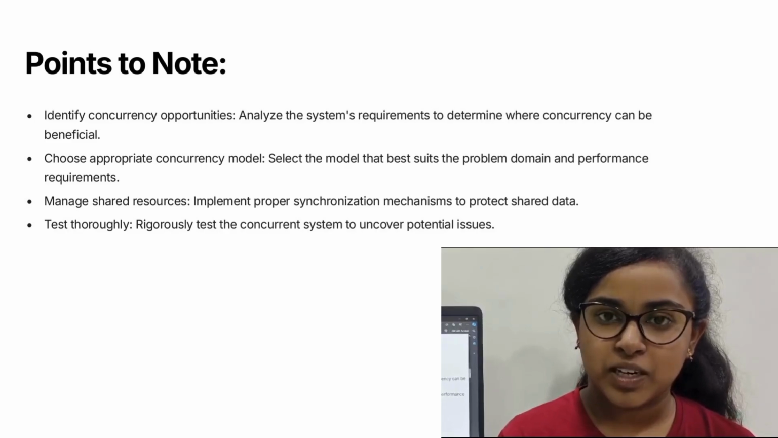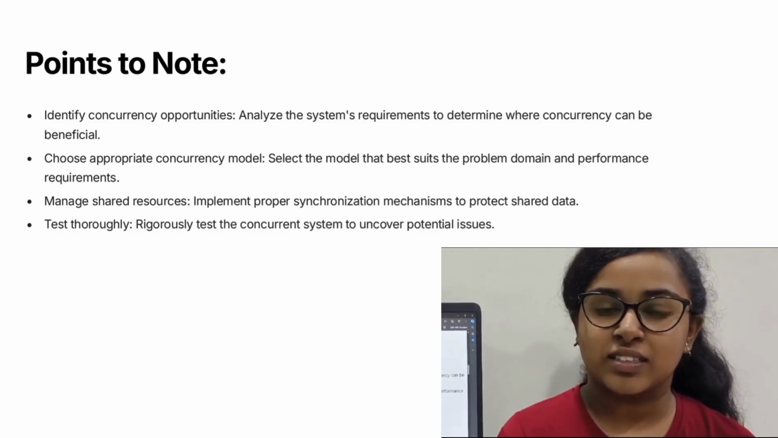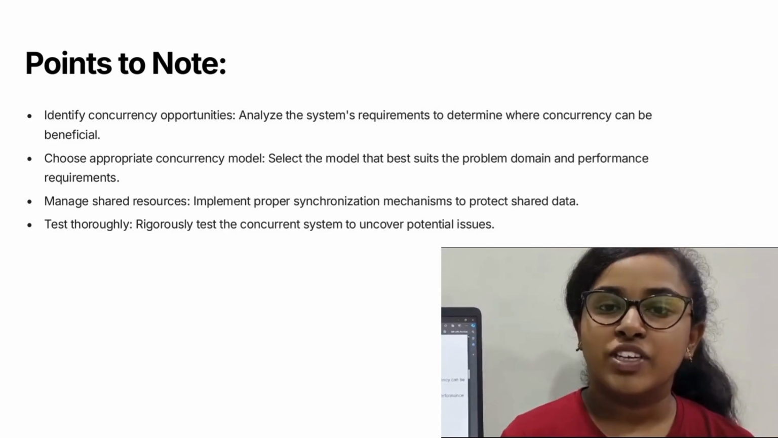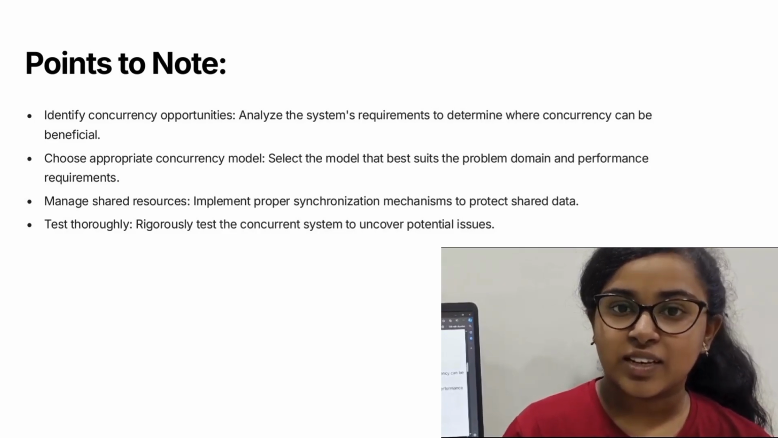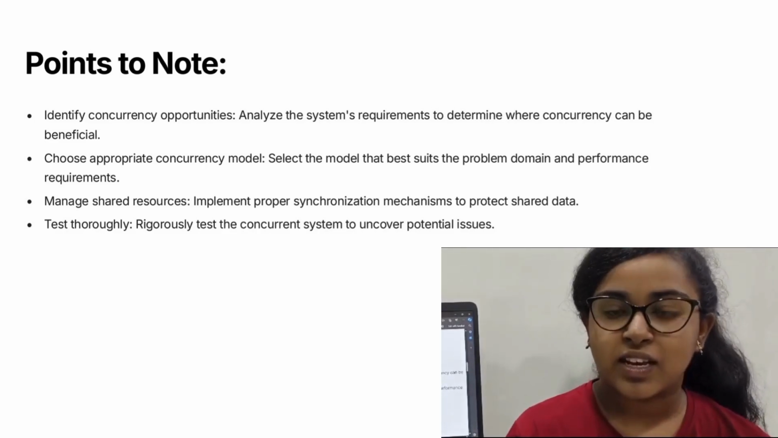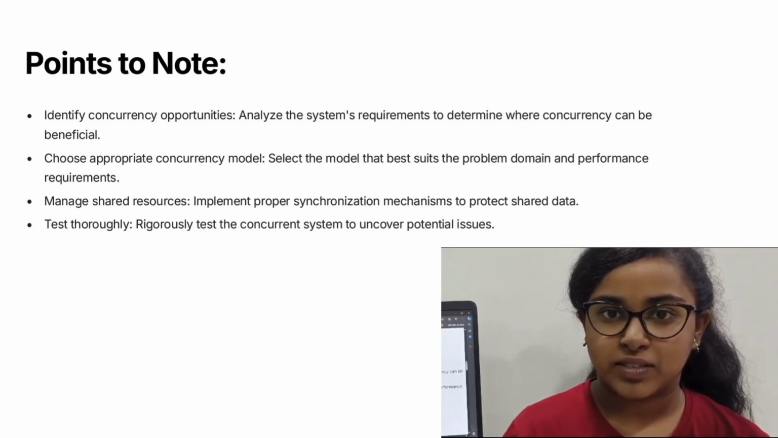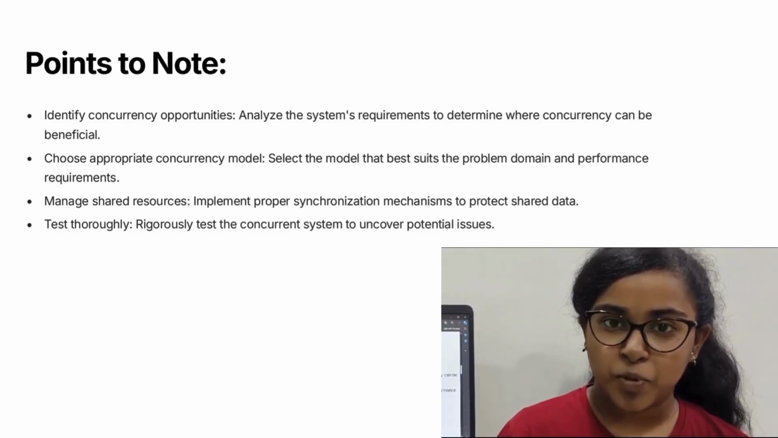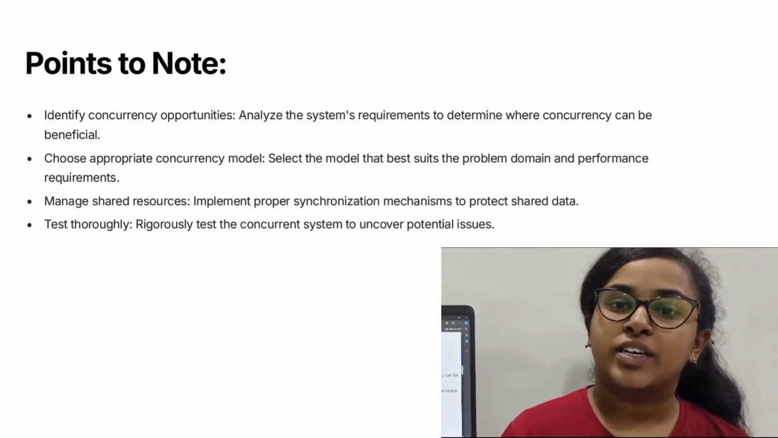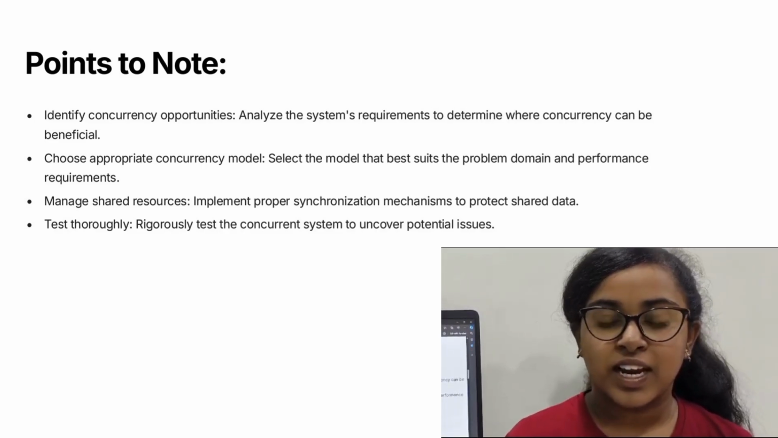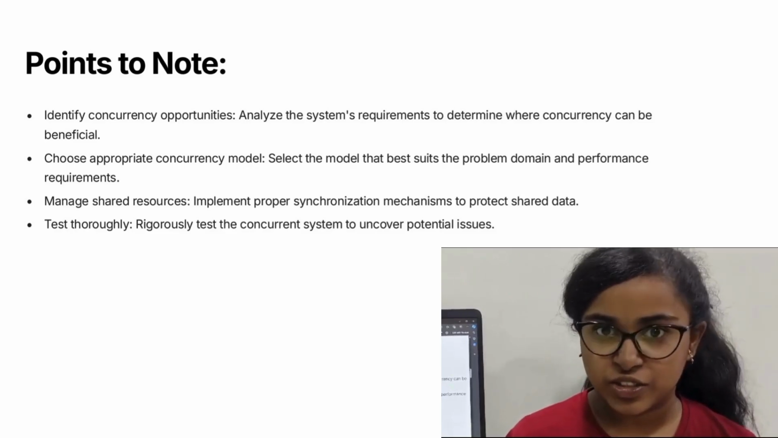The key points to remember about concurrent models are: the first point is to analyze the system requirements to determine which concurrent model can be beneficial. The second point is to select the model which suits best according to the problem domain and the system requirements. The third point is to implement proper synchronization of data to protect the shared data. The last point is to test the concurrent system thoroughly to uncover potential issues.